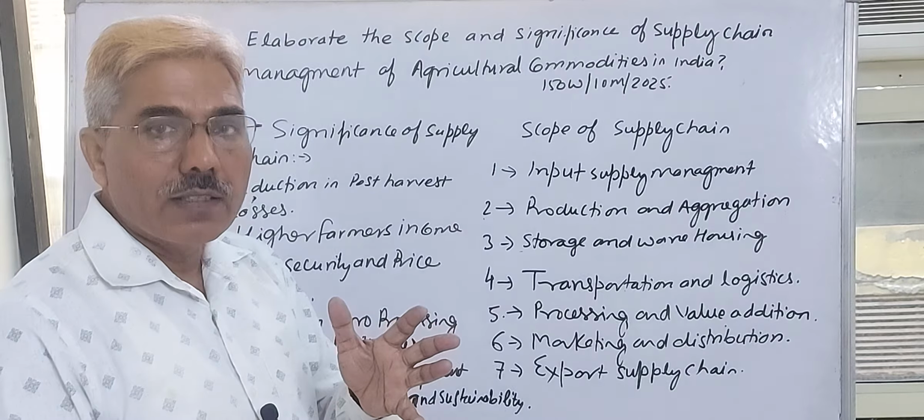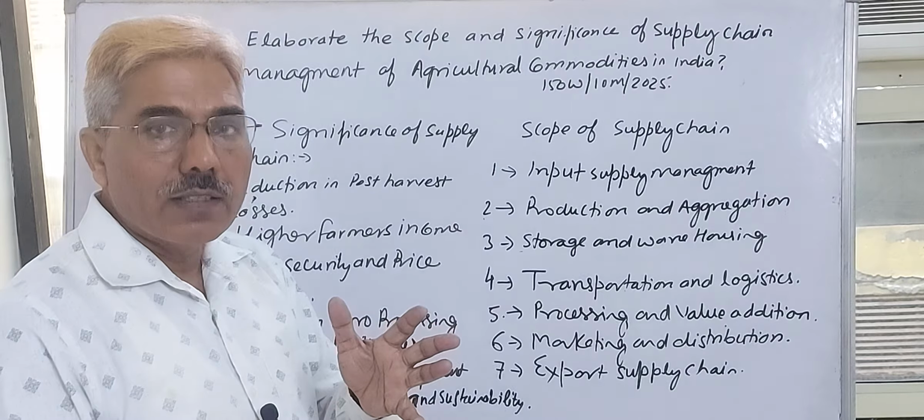Processing and value addition means there are multiple food processing agencies which process grain as well as vegetables and fruits. After processing, packaging, standardization, and quality marks are there. Automatically, these are increasing the size of the market, and that is enhancing the income.